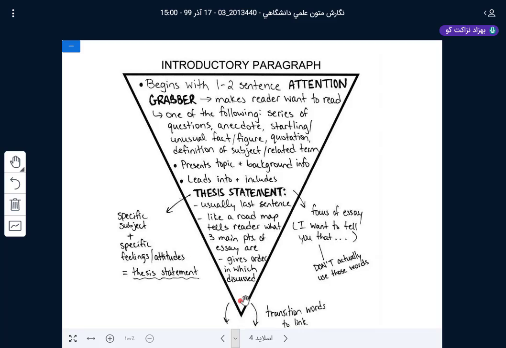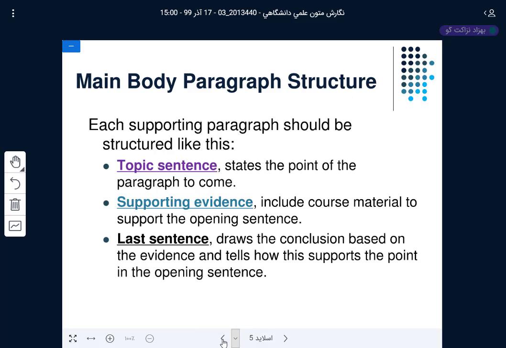So there are some blueprints. Again, this will clarify the points we want to tell, and then some transitional words link us to the body paragraphs. The main body paragraph structure, we talked about it in detail right now. Each supporting paragraph should be structured with a topic sentence, and that states the point of the paragraph to come. So this is the point you make. This is your stance. This is your focus.